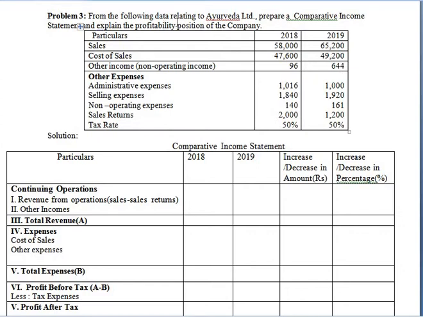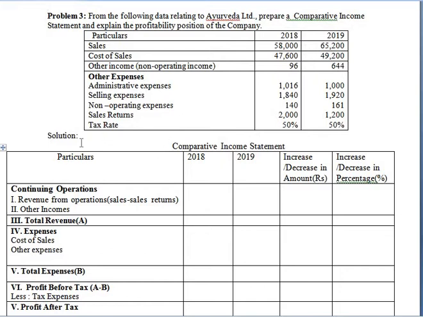From the following data relating to Ayurveda Limited, prepare a comparative income statement and explain the profitability position of the company. So the comparative income statement of two different years is given, and with the help of these statements we will be preparing the comparative income statement. Sales is given, cost of sales, other income and other expenses are there, that is administrative, selling, non-operating expenses, sales returns and tax rate. With the help of this information we will be preparing our comparative income statement.